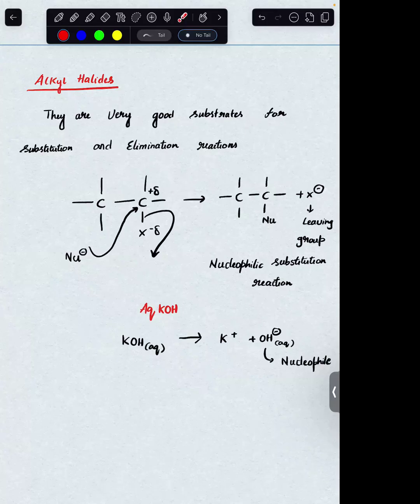Okay. And so the thing you need to be aware of is weaker is the base, better is the leaving group. This is the statement. Weaker the base, better is the leaving group.